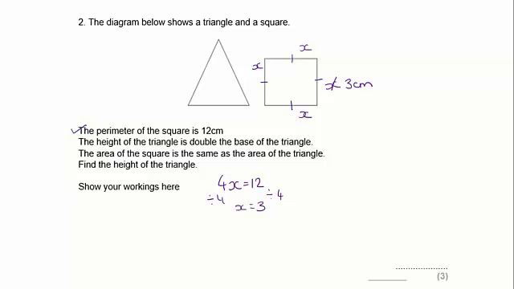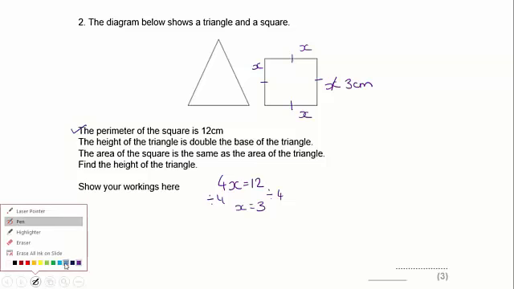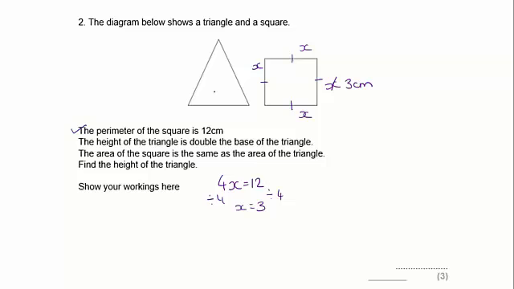Next bit, the height of the triangle is double the base of the triangle. Okay, so our next bit of information is about our triangle. The height is double the base. So if we call the base y, the height is going to be double that, which is 2y. Okay, so now we've used that bit of information.